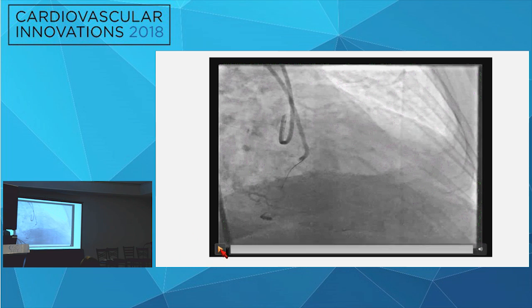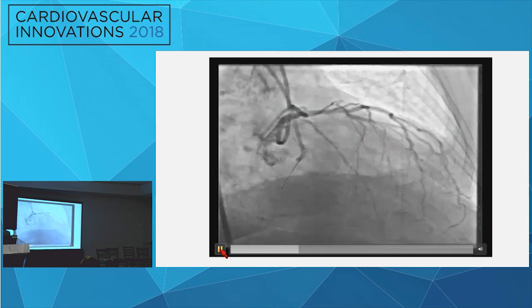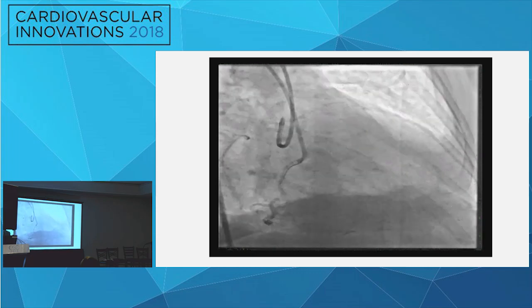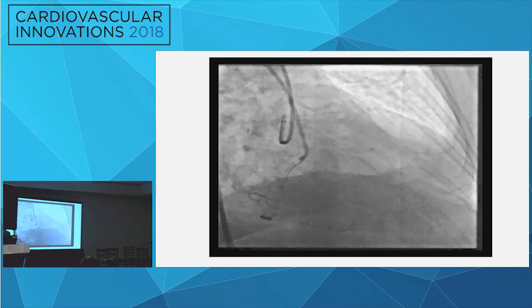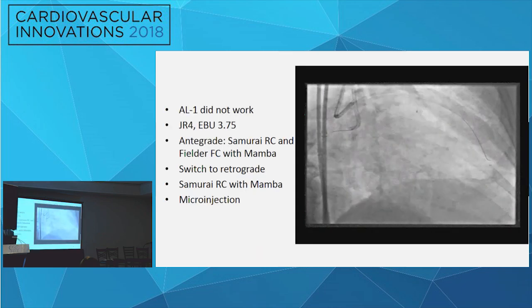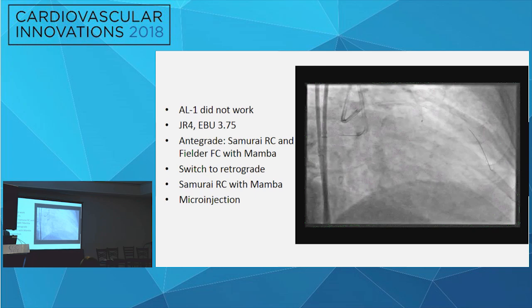So the flow on the right side is a little bit better now. It's recanalized a little bit, but there is still collateral filling, and we thought that there were perhaps a couple of septals that were still supplying good collaterals. So we initially tried an AL1 guide catheter for the right coronary, but it actually didn't fit very well, so we ended up having to use a GR4 for the right and an EBU 3.75 guide catheter for the left.